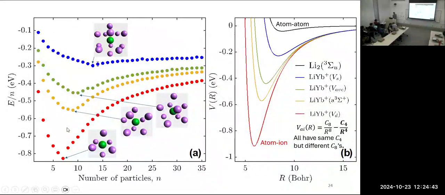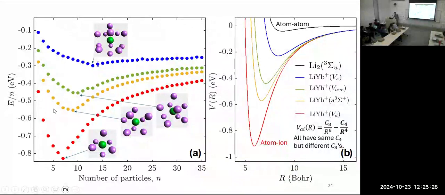I have 4 different curves here because I'm showing 4 different atom-ion potential energies. All these atom-ion potential energies, these 4 of them, have the same long-range behavior coming from the polarizability of the atom, C4 over R to the 4th. But they all have different C8s, and the idea here is to explore the effect of the short-range portion of the interaction on this behavior. In particular, the yellow and green curves show the realistic atom-ion potential depth that you would get for the triplet state of the electrons and an average over the triplet and singlet states of the electrons.